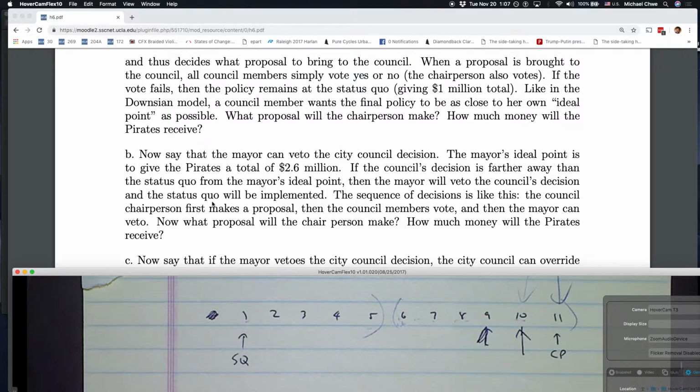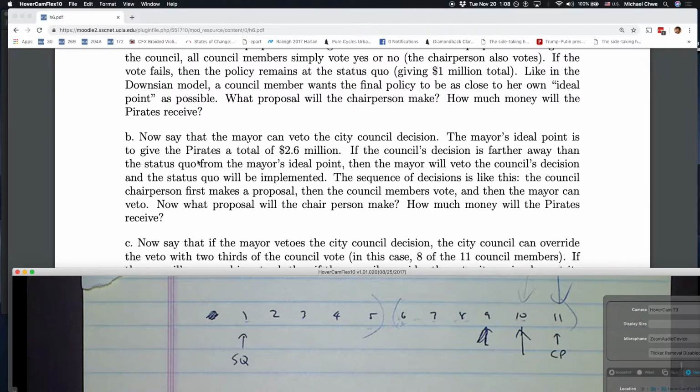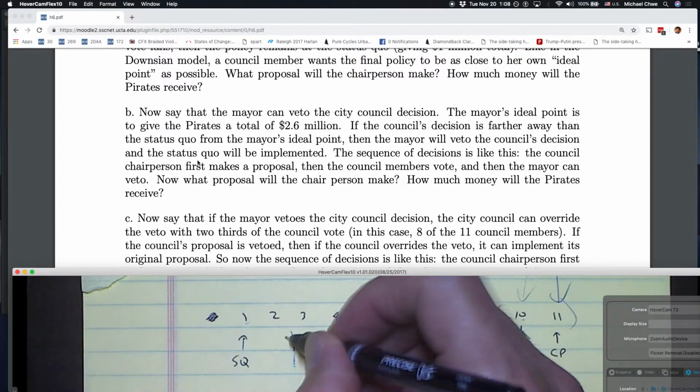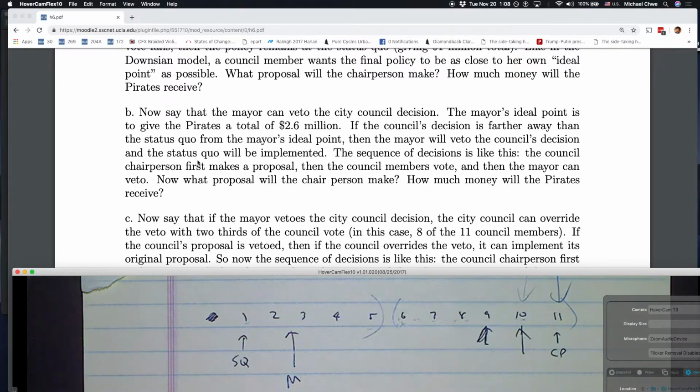Don't we talk about the rest of the problem? Okay, how about B? Now say the mayor can veto the city council decision. The mayor's ideal point is at 2.6 million. If the council decision is farther away than the status quo from the mayor's ideal point, the mayor will veto the council's decision, and the status quo will be implemented. The sequence of decisions: first the city council makes a vote, and then the mayor gets a veto or not.